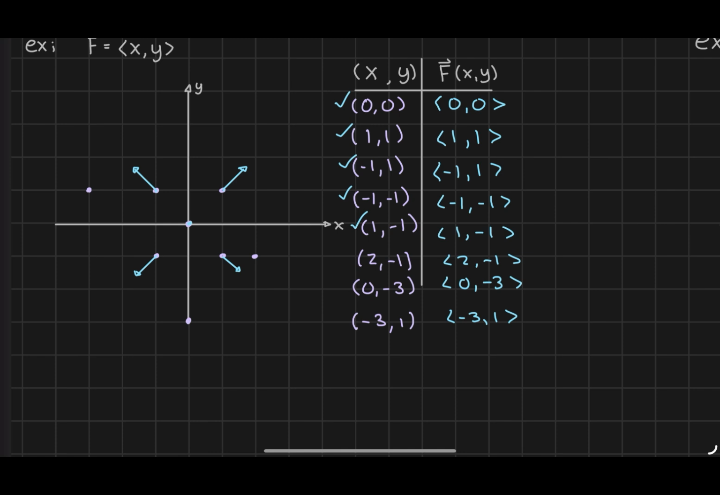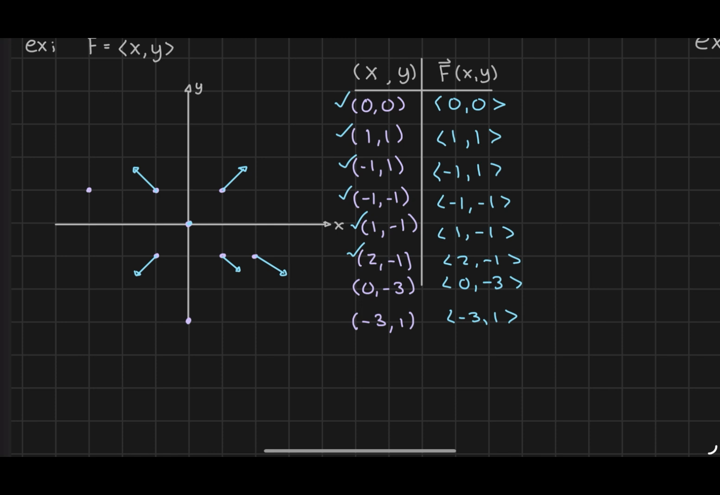Okay, 2, negative 1. Let's go ahead and do this one. Looks like it's going to go to the right 2 and down 1. It's going to be a little bit larger here. It's not necessarily going to be like that. It's going to be more like this. Definitely a little bit of a larger arrow there. Interesting.